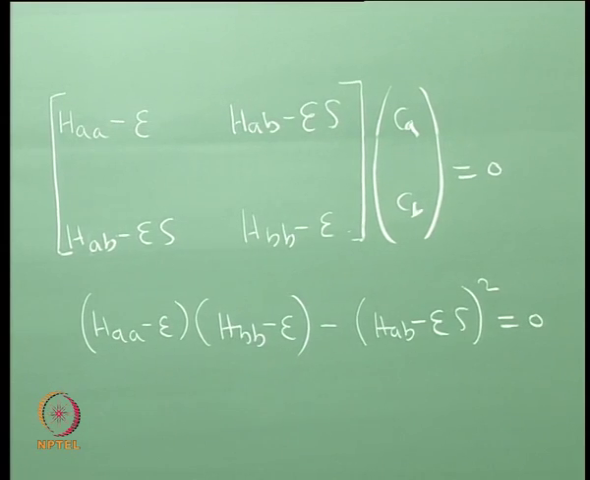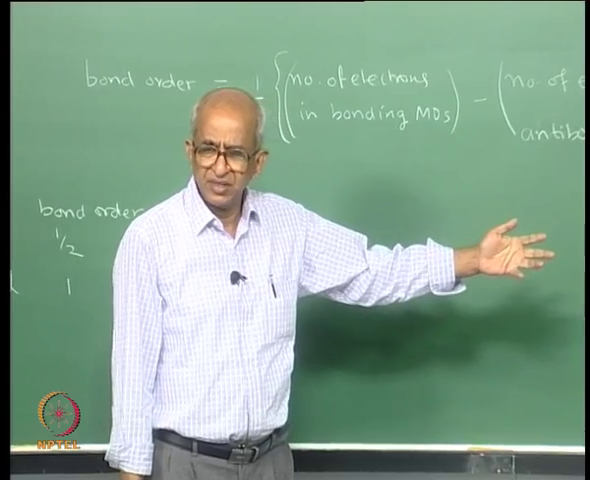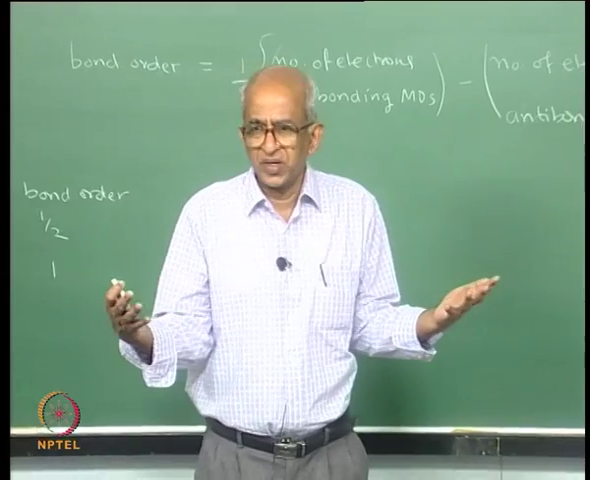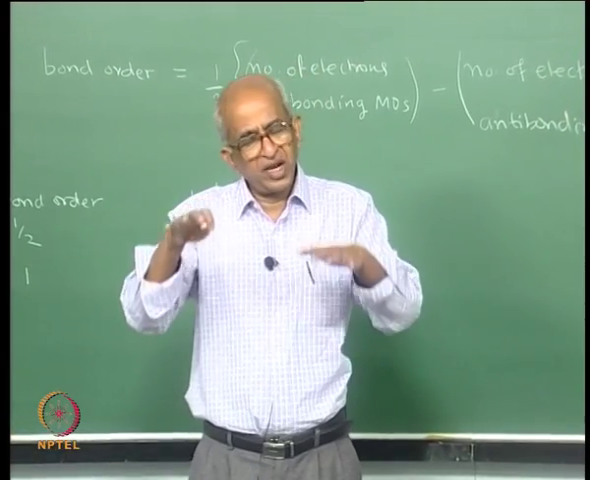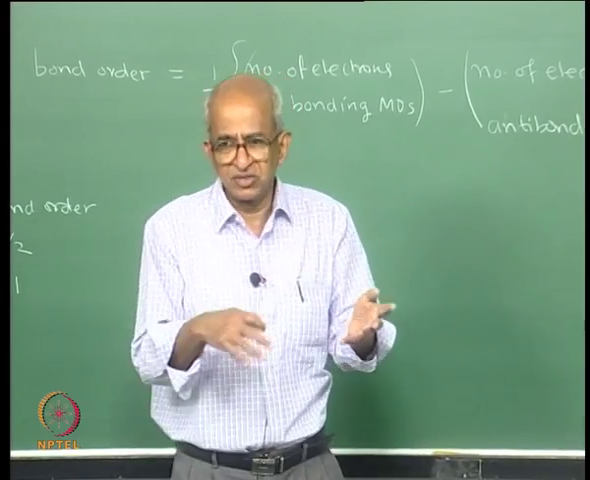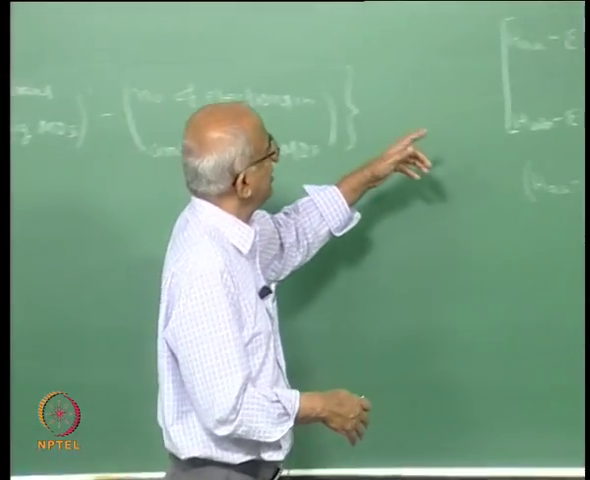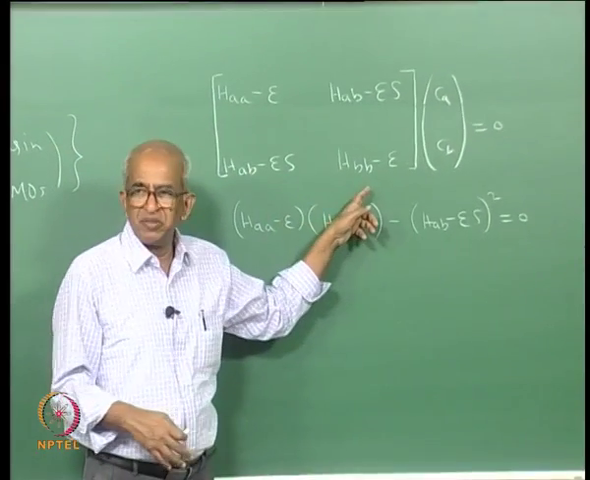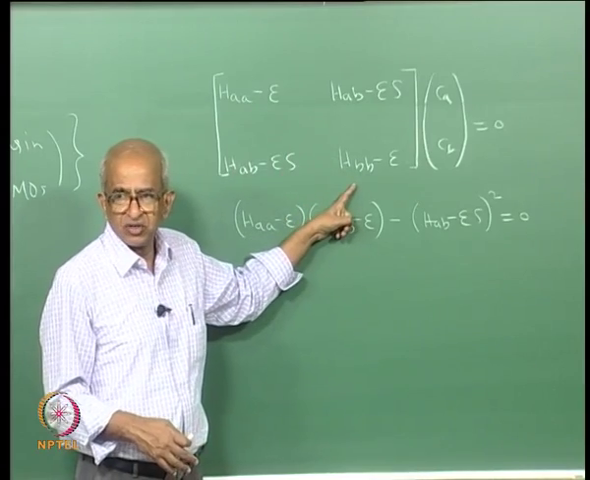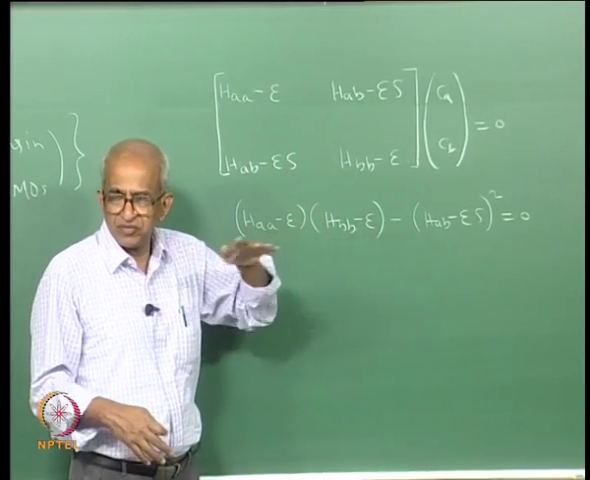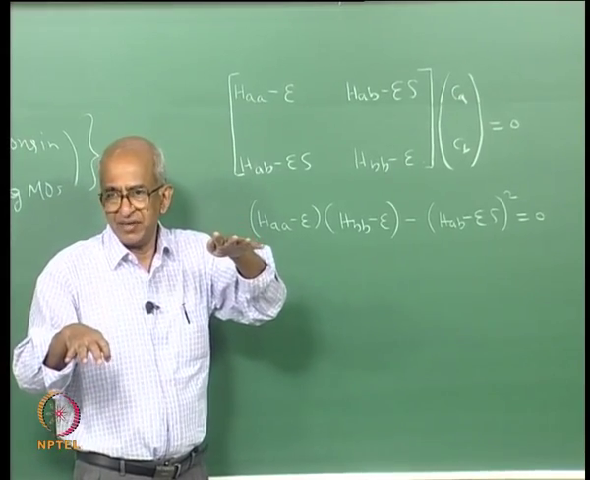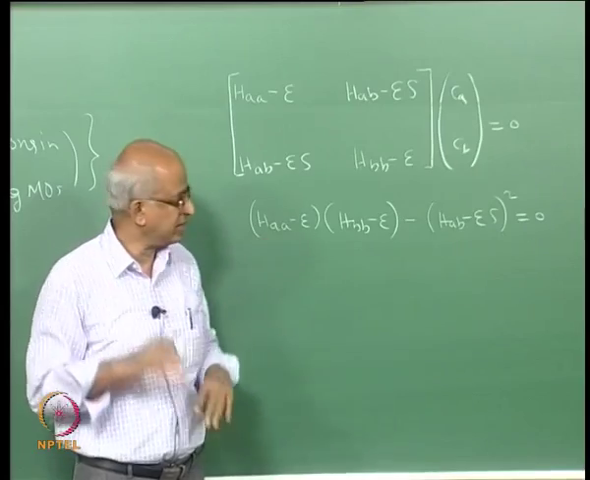Now, this is a simple quadratic equation. Now, remember I am not confining myself to H2 plus or H2. So, I would like to think of maybe the bond between lithium and hydrogen or some such thing. So, therefore, it is not really necessary that the two orbitals A and B are equivalent, and therefore, HAA need not be equal to HBB. Energy of the orbital on A need not be equal to the energy of the orbital on B. That is a situation that I would like to consider.